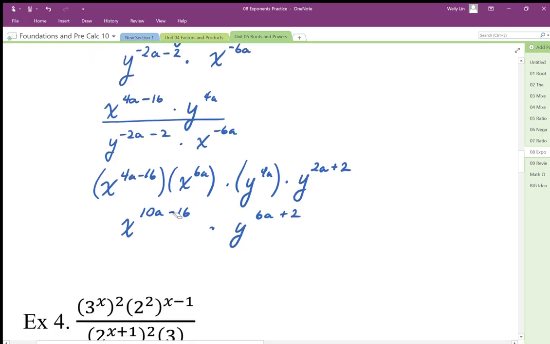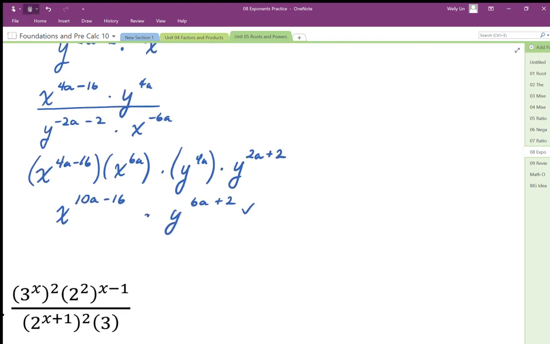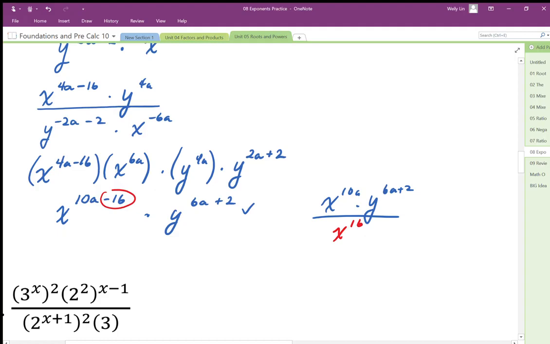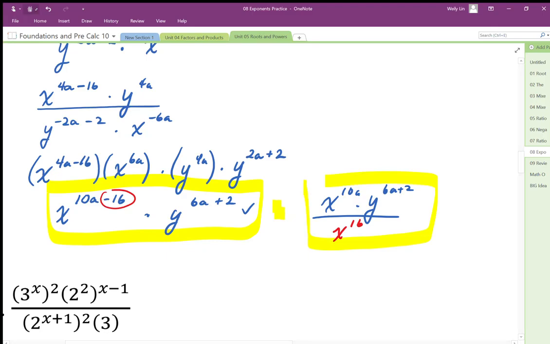Now, if you really wanted to, this is good enough. This is also equivalent to it. Now, that minus 16 really does mean divide, so I could alternatively write it like this. X to the power 10a times y to the power 6a plus 2 divided by, and that x we can actually show that as divide by x 16 times as well. Okay, so this is good enough. Over here, this is perfectly fine. Okay, but this is also an equivalent solution. Okay, those are actually equal to each other.